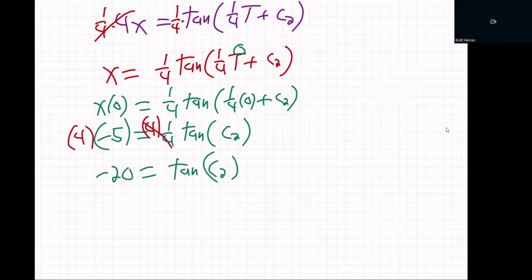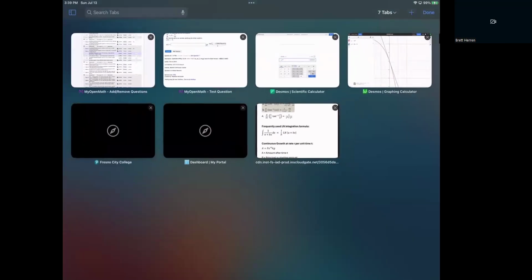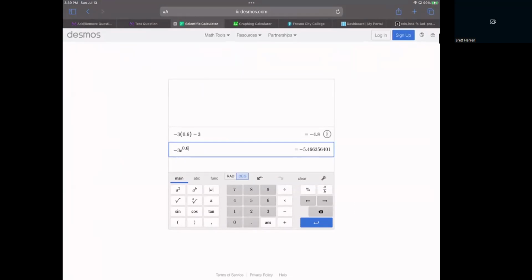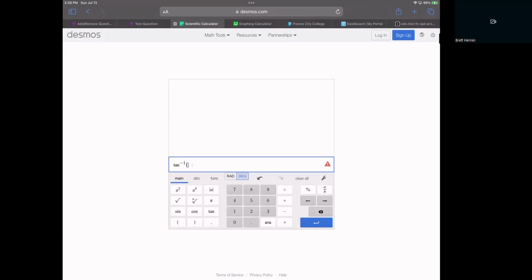How do we finish getting constant 2 alone? Now we take tangent inverse of both sides. Just back and forth, and the tangent inverse cancels out. Constant 2 is tangent inverse of -20. Let's go find what that is. Tangent inverse of -20. So let me see. I'll go to the Desmos stuff. Clear. Okay, tangent inverse. Go to functions. Go to tangent inverse. What was it, minus 20?